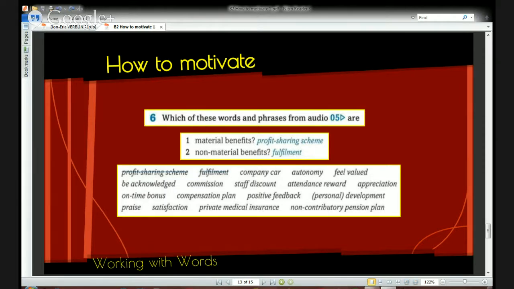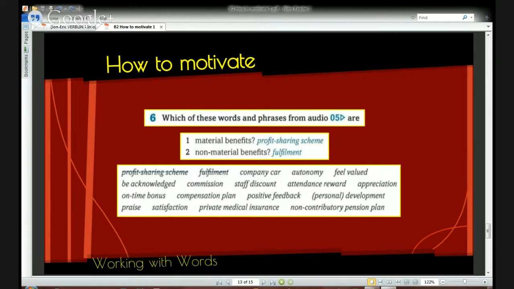So, Ahmed? What does autonomy mean? Autonomy means that no one is breathing down your neck. You do your job independently. Autonomy is independence. Okay, non-material. It is non-material. So autonomy is a way of saying that you can be responsible for yourself without anyone telling you what to do. Okay?